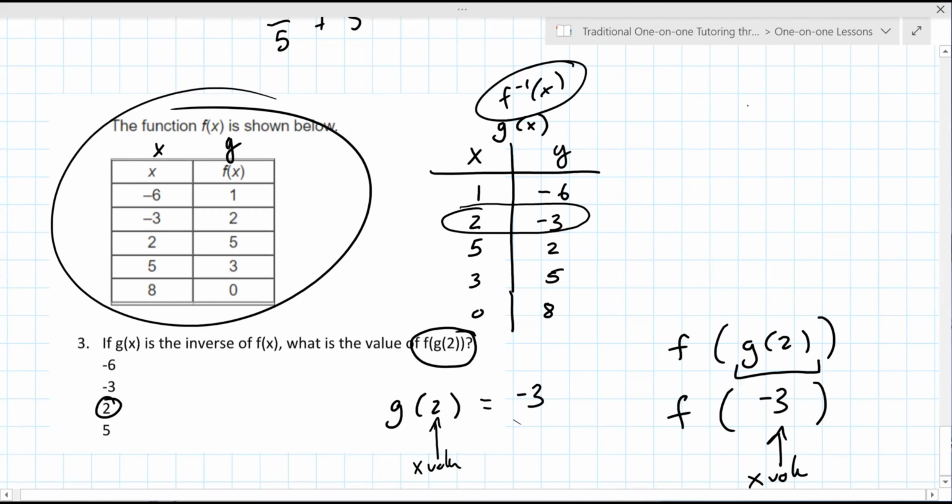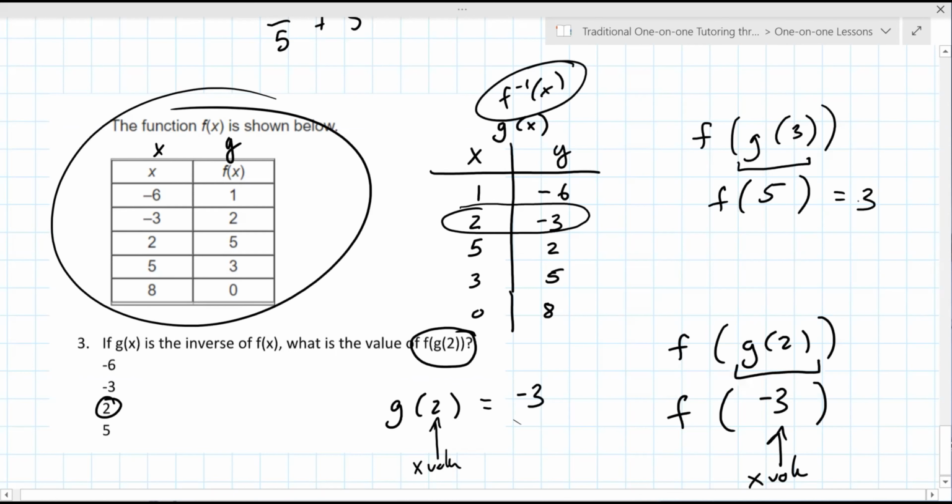Like, let's look at another example. What is f of g of 3? So you're going to first tell me, well, what is g of 3? G of 3 is 5. 5. What is f of 5? F of 5 is 3.